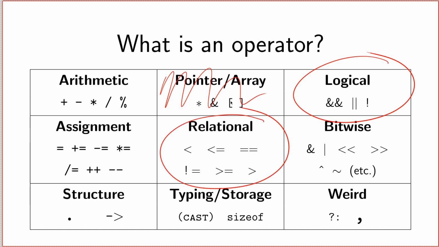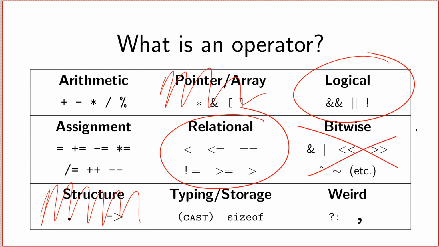We have already used the relational operators, which I often call comparison operators, asking questions like, is A less than B? We'll talk about structure types at the very end of the course, probably mid-November, so we'll just ignore those for now. And bitwise, we're going to completely ignore.